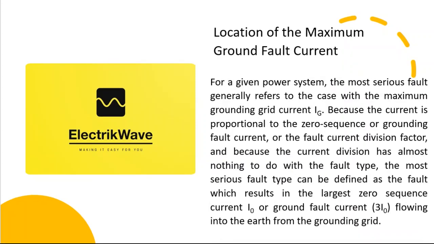Let's understand the location of the maximum ground fault current. For a given power system, the most serious fault generally refers to the case with the maximum grounding grid current. Because the current is proportional to the zero sequence, or ground fault current, and the fault current division factor, and because the current division has almost nothing to do with the fault type, the most serious fault type can be defined as the fault which results in the largest zero sequence current, or ground fault current, flowing into the earth from the grounding grid.